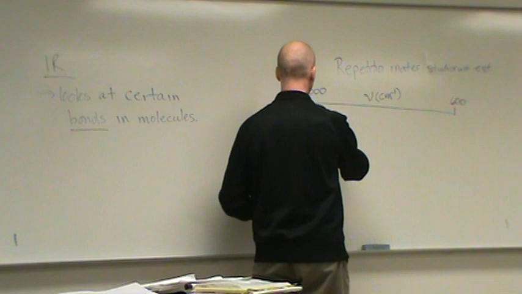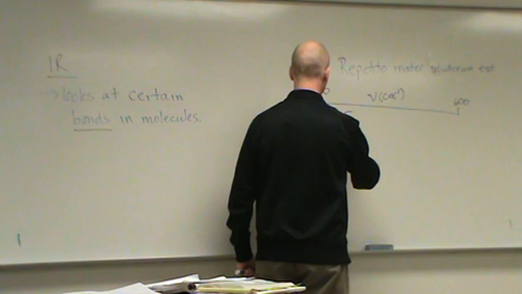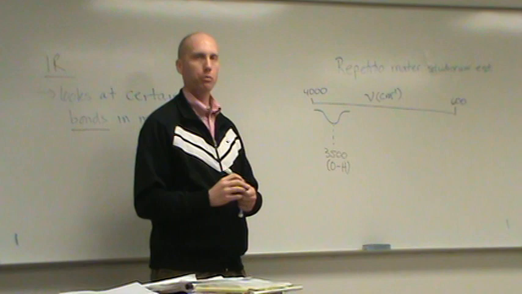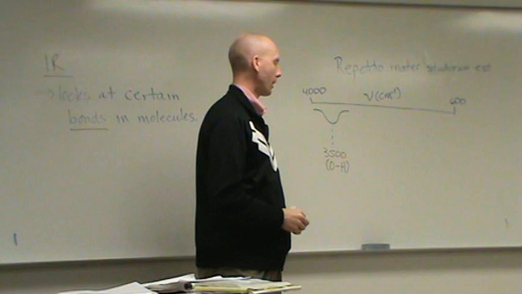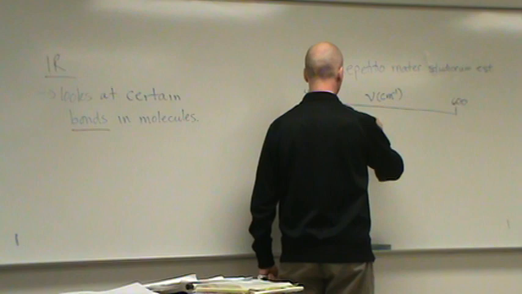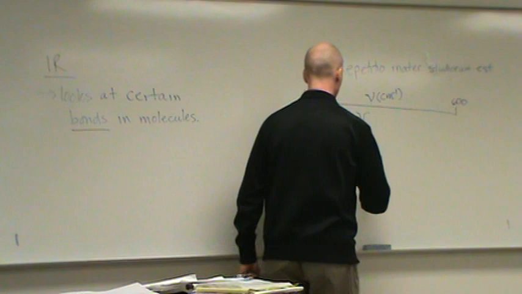The first one to become familiar with is like this little blob, okay? This blob has a frequency of about 3,500. And that's going to be for an OH bond. So an OH bond has a stretching frequency of 3,500. Okay? Let's look at another bond. Comes down a little bit further at 3,000. Anybody remember which one that was on the front page? The carbon hydrogen. Okay, so it's a little less down there.